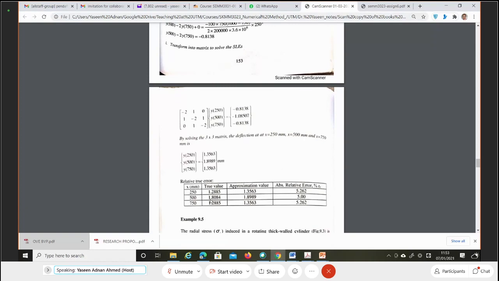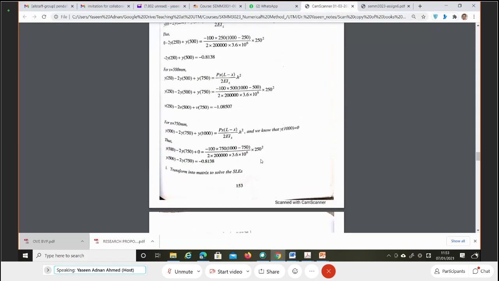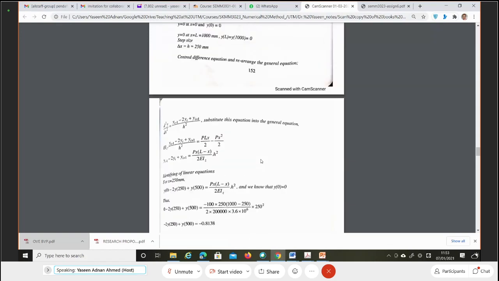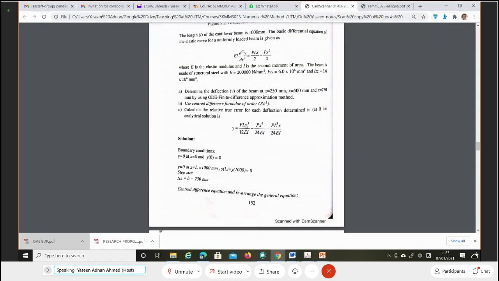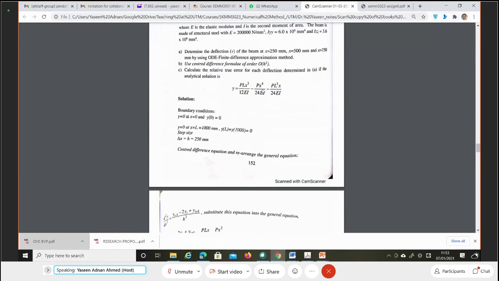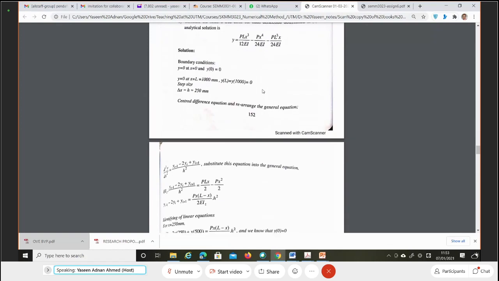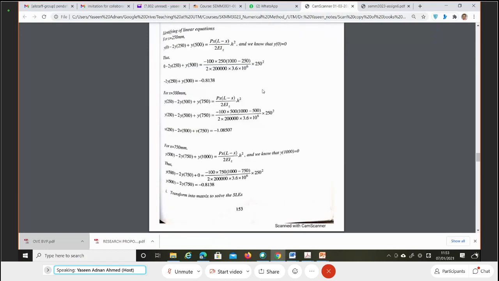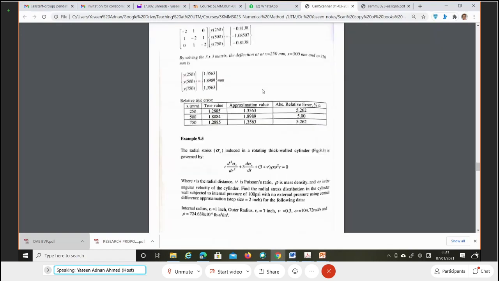So the true values are already given and the approximate values, so you can get the relative error. I think you can calculate. How can you calculate the true value? The y is already there. You put the value of L, already 1000. EI is already given. The x value is 250. You will get the y for the corresponding x. Sometimes it's given like this. Sometimes the expression is given, and you have to differentiate or integrate, as I showed in the PDF file for question number 3 last time.